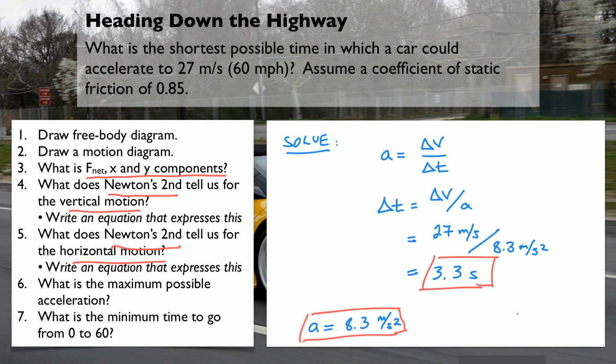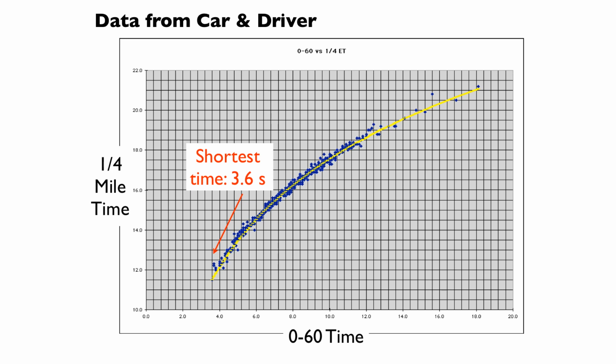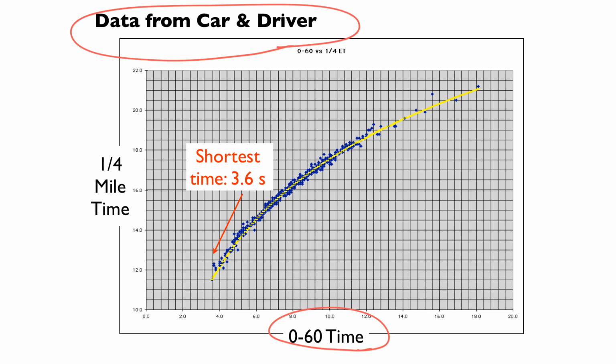3.3 seconds. Now the next piece of the puzzle, of course, is we want to assess that answer and see if it's reasonable. And the easiest way to do that is actually just to look at data. I got this from Car and Driver, and I looked at production vehicles and their 0 to 60 time, and you can extract it from this graph. The shortest 0 to 60 time I see on the graph is 3.6 seconds.